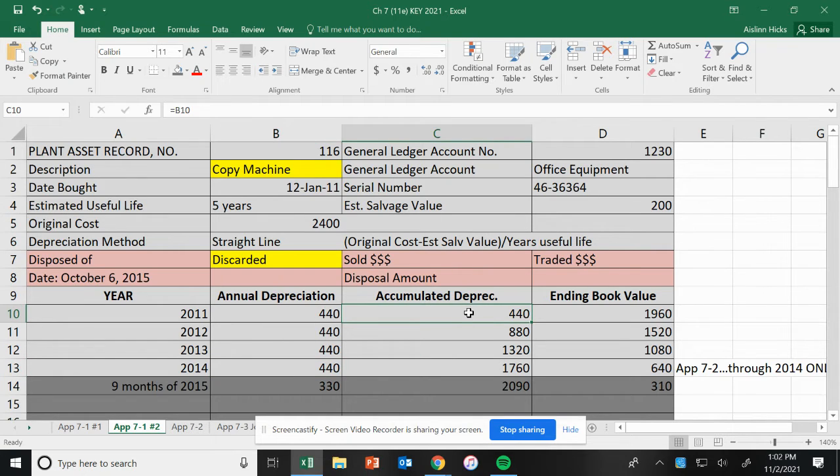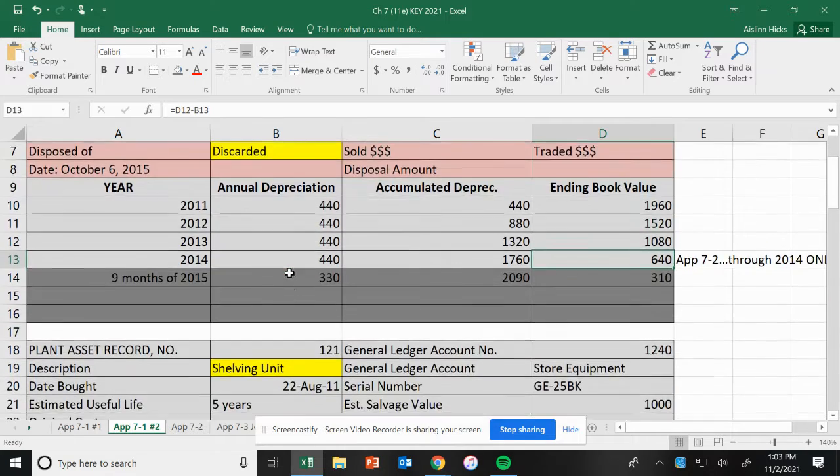The first year is 440 because no previous accumulated depreciation. The second year is going to equal 440 plus the new 440. The next year is going to be 880 plus the new 440 will equal 1320. And finally, 1320 plus 440 equals 1760. Each year, the ending value goes down from 2,400 just a little bit, okay? So that's the first one. If you need to pause and work that on your own, go for it.